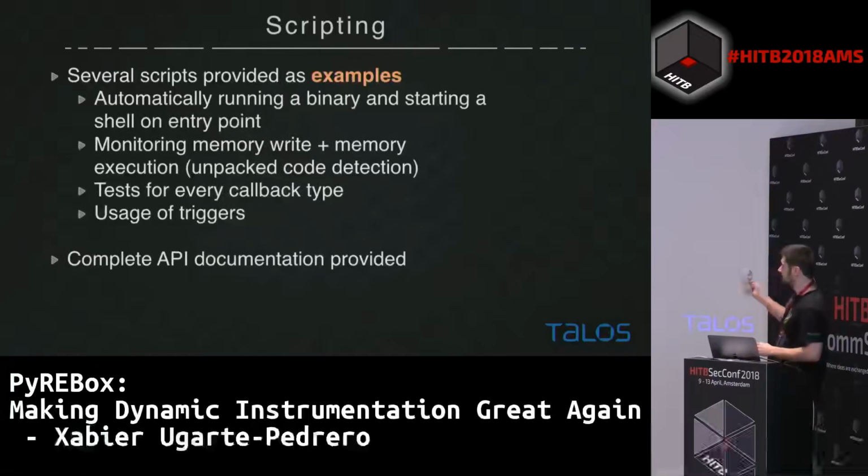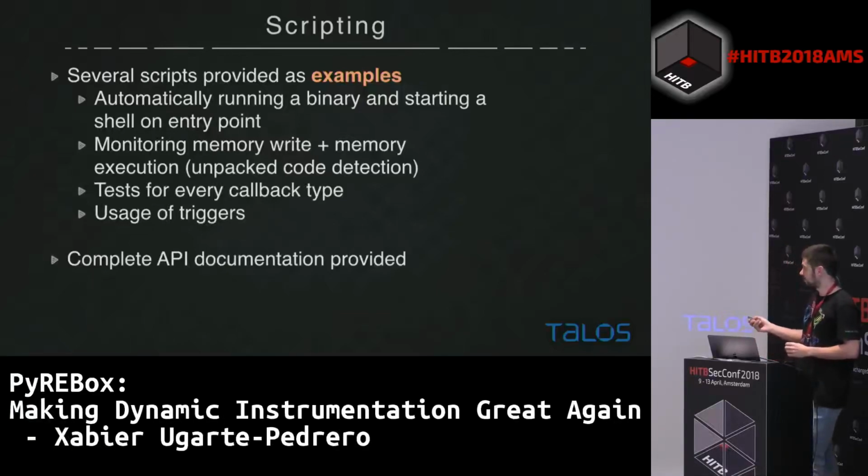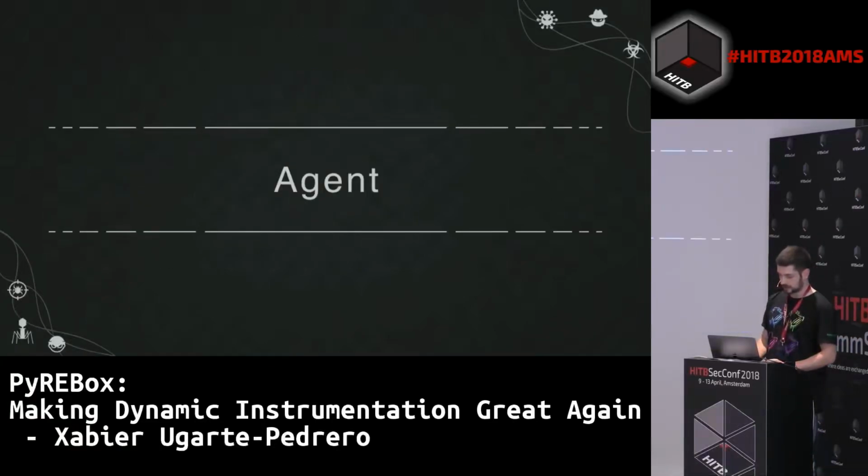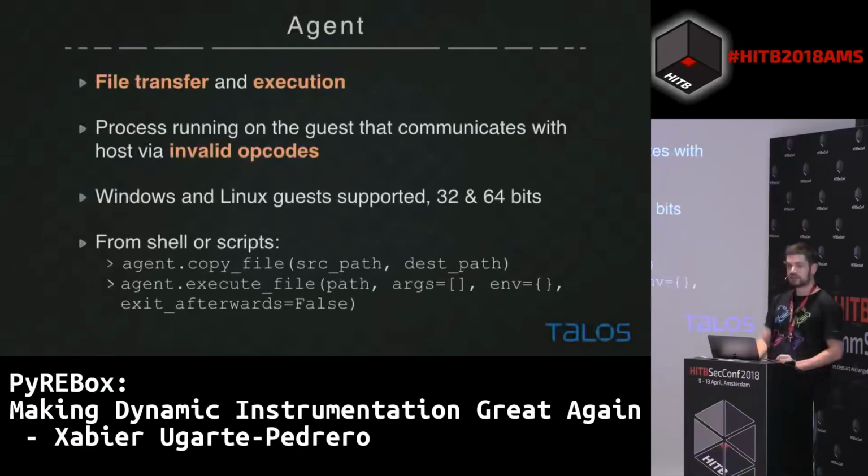Then I also provide several scripts as examples in the GitHub repo, like for automatically running a binary and stopping right at the entry point, or for monitoring memory writes and memory executions, quite typical for detecting unpacked code. Also, there are tests for every callback type and for the usage of triggers, so you can learn how to create callbacks and learn about the parameters, not only in the documentation, but also in the different examples that are available.